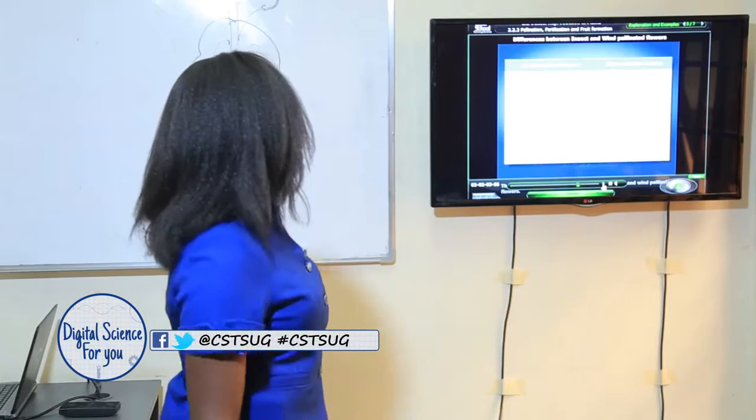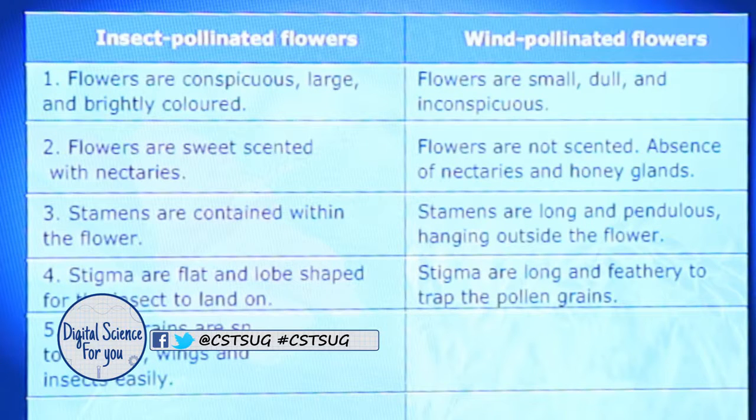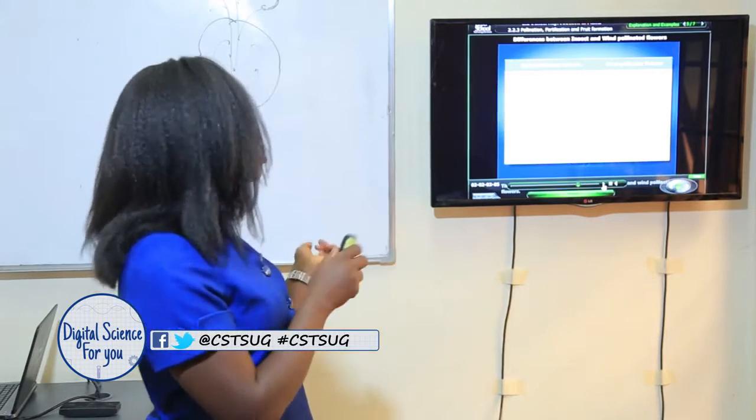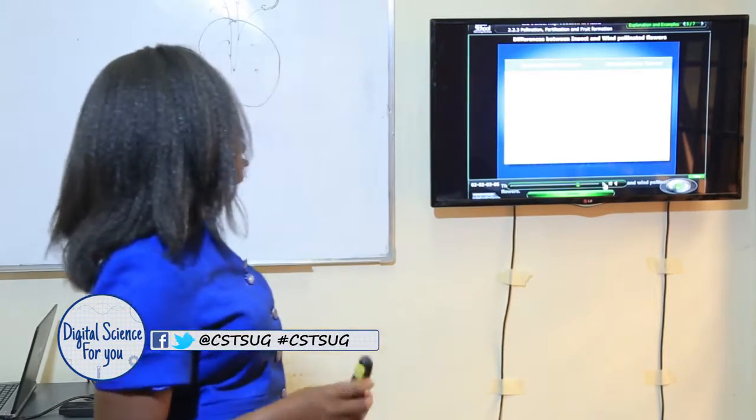And number 4, the stigma for insect pollinated flowers. The stigma is flat and lobe-shaped for the insect to land on, because an insect has some weight. So the stigma has to be firm enough for the insect to land on it. That is characteristic of insect pollinated flowers. Whereas for wind pollinated flowers, the stigma is just usually long and feathery to trap the pollen grains. Soft, long, feathery. All it needs to be able to do is trap the pollen grains.